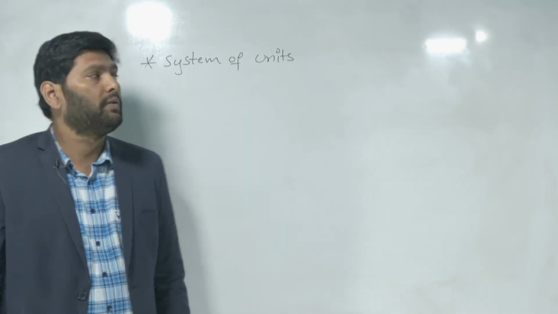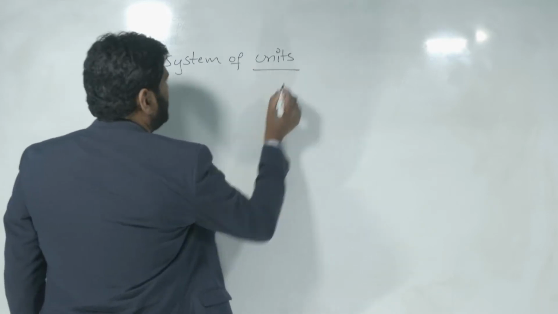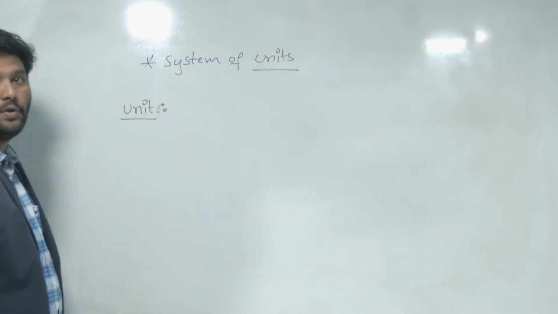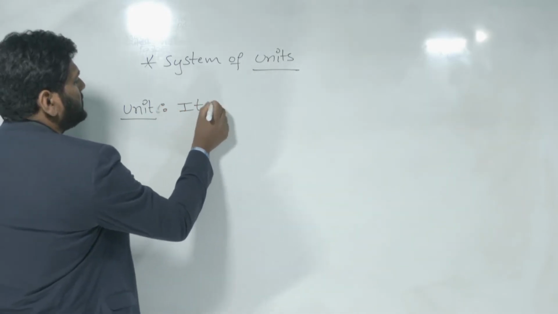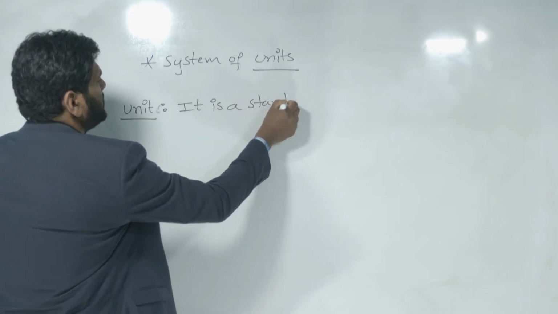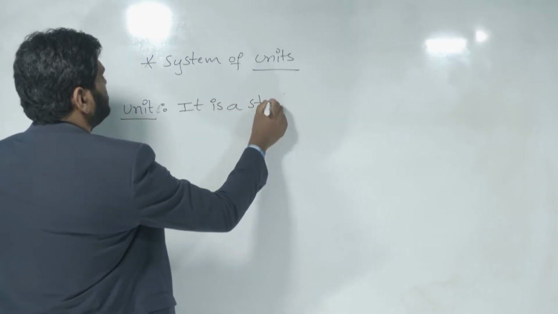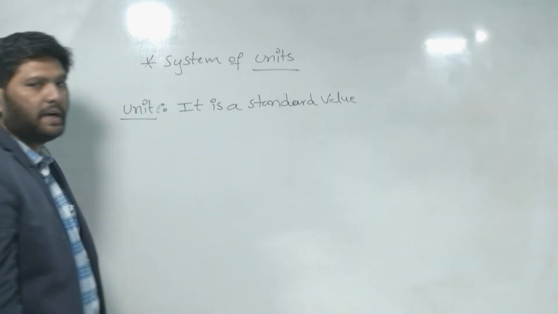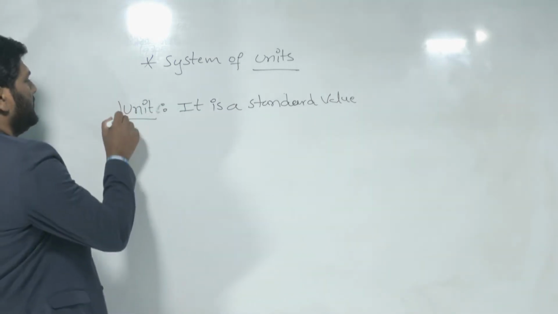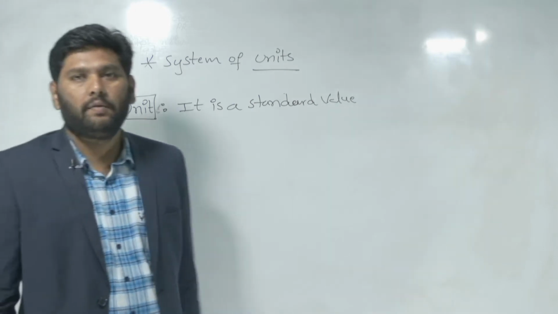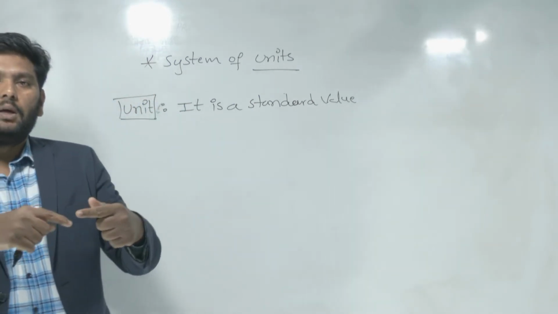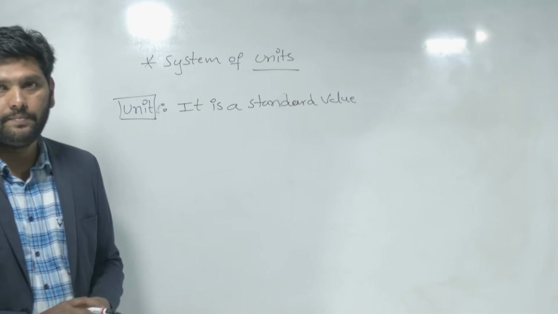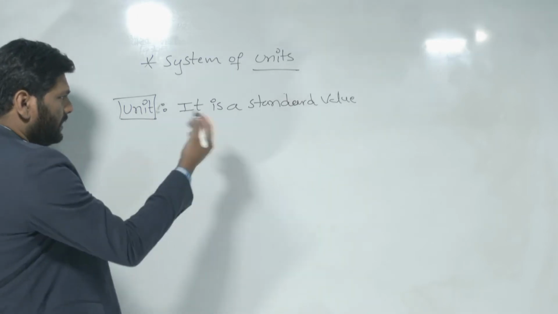Our topic is system of units. Let me talk about the first unit. So what is this unit? Unit means it is a standard value. System of unit means what? It is a standard value. So what is this standard value? Any physical quantity having a particular standard value, that is what we take as a unit. Got it?